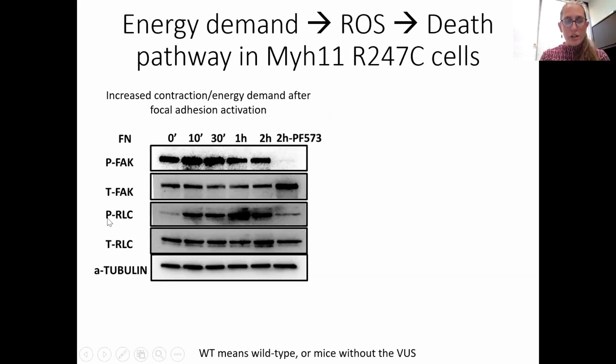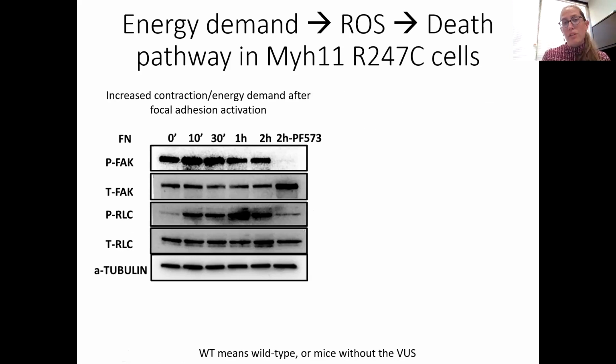Then I want to draw your attention down here. PRLC is an activation of the myosin that we are using as a proxy for the amount of energy demand in the cell. So you see on the same short time scale that the energy demand goes up dramatically when you add fibronectin. In the last lane over here, I'm using an inhibitor of the focal adhesions. So you can see that I have effectively blocked both the activation of the focal adhesions and that increased energy demand, which means that focal adhesion activation is leading to the energy demand, and that allows us to figure out what direction the arrow is going in our pathway.